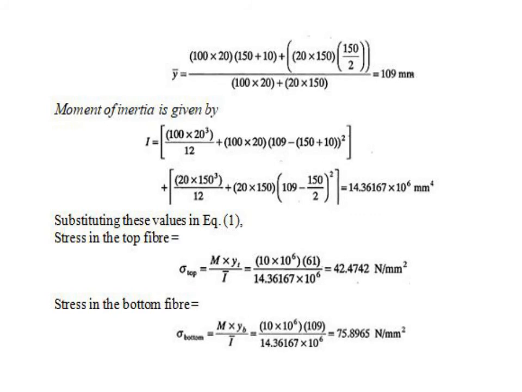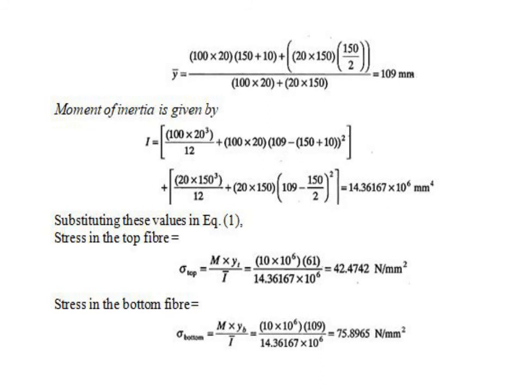Next we have to find the moment of inertia for the T section: b d cube by 12 plus A into y bar minus y t whole square, for the two sections, one the flange and the other the web. Substituting separately for web and flange, we get the moment of inertia as 14.3616 into 10 power 6 mm to the fourth. After finding this, substitute this value in the stress equation. So the stress in the top fiber is equal to M y t divided by I. Substitute all the values, we get 42.4742 Newton per mm square.